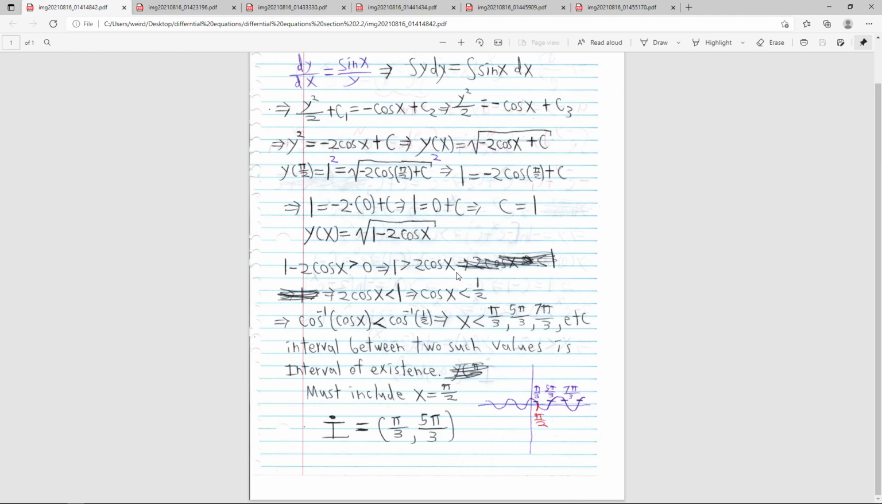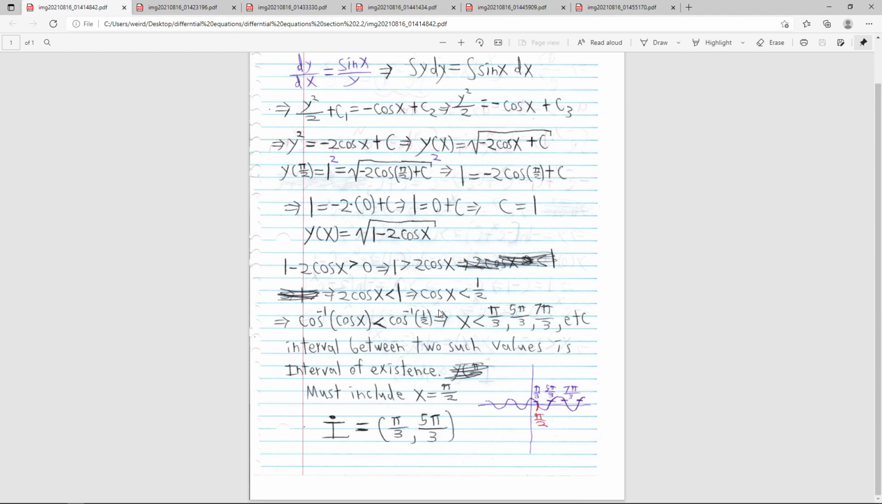So 1 greater than 2 cosine x, then 2 cosine x is less than 1 because we switch it around. We add 2 cosine x to both sides, 1 greater than 2 cosine x, and then we flip it around to have 2 cosine x less than 1. You could do that just because we want to solve for x. Then we divide by 2, so cosine x is less than 1/2. We take the inverse cosine to get x by itself, so x is less than the inverse cosine of 1/2.